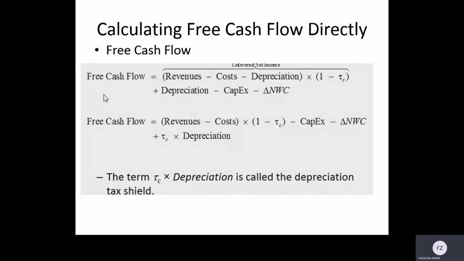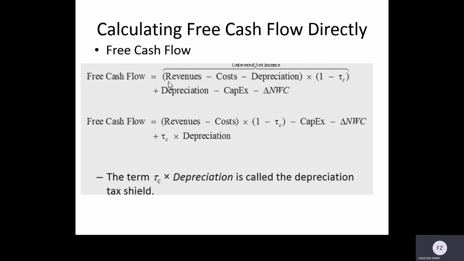Here what we are going to do is figure out the actual impact of depreciation: why we subtract it and then add it back, and how it affects the figures, whether an increase or a decrease, when you do both of them. So let's look at how we derive it initially.